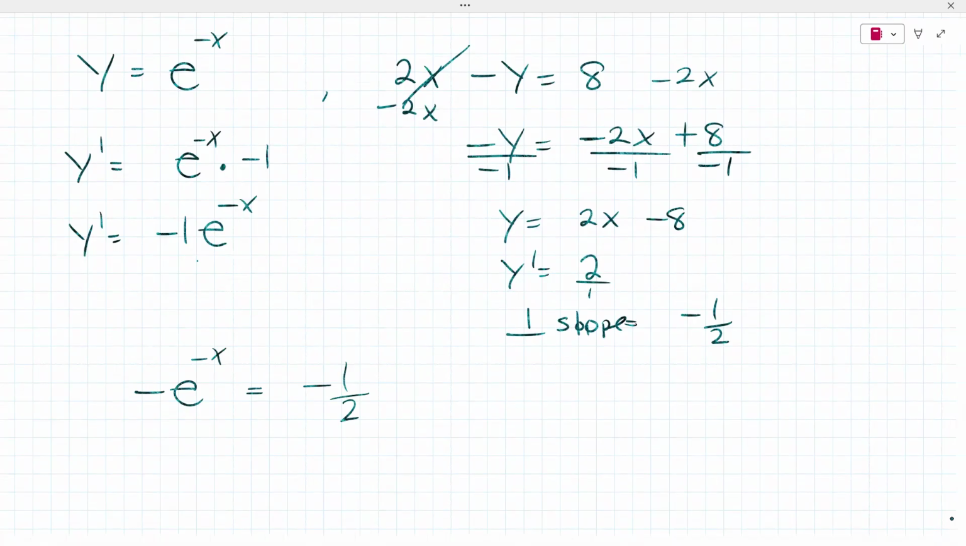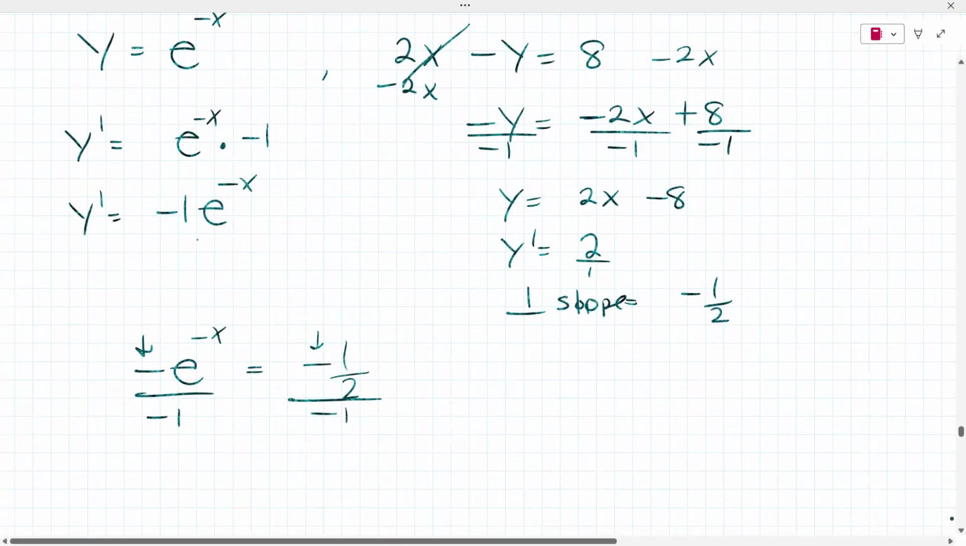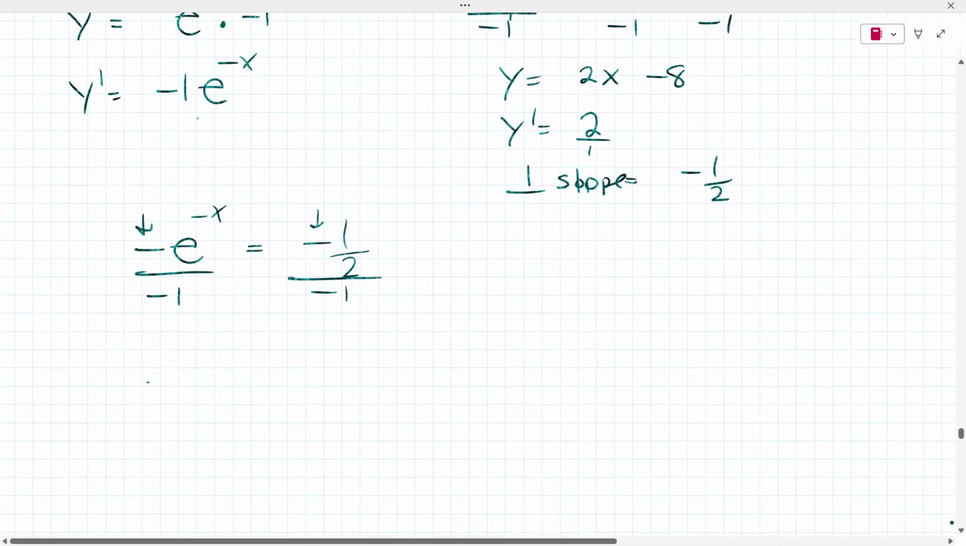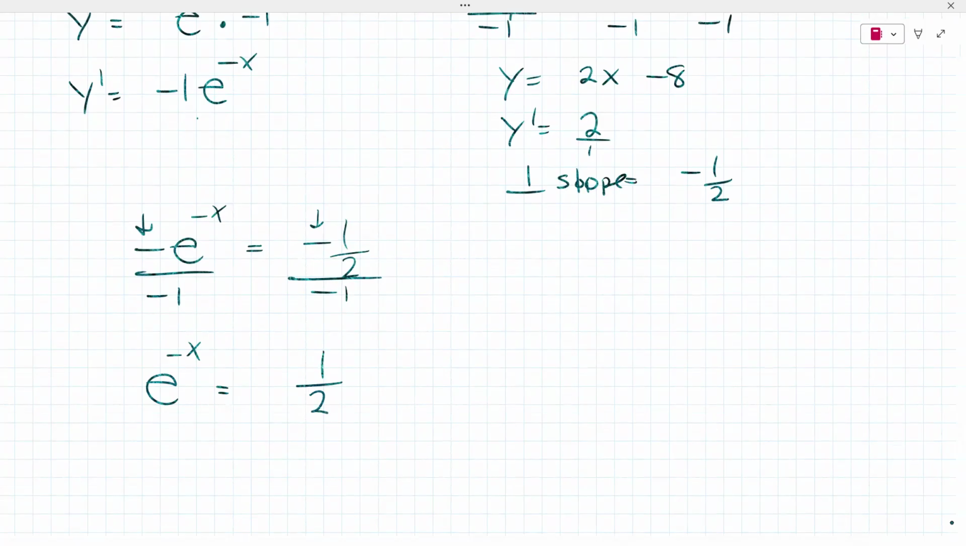Okay, then what I want to do is solve for x. I'll probably have to take the ln on both sides. Before I take the ln on both sides, let's get rid of this minus here and this minus there. I think it'll be a lot easier when you take the ln. So get rid of that minus by dividing both sides by -1. So this would be positive e to the negative x. This would be positive 1/2.